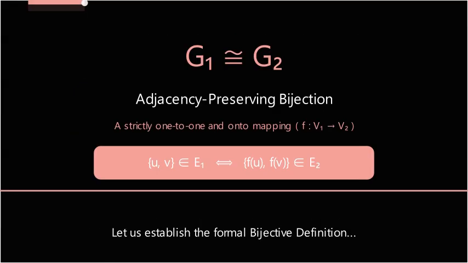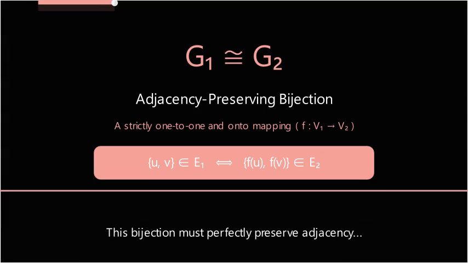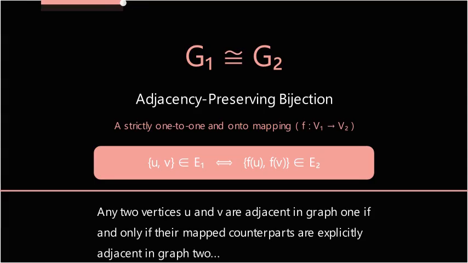Let us establish the formal bijective definition. Graph G1 is mathematically isomorphic to graph G2 if and only if there exists a strict bijective function, a mapping that is both one-to-one and onto, between their vertex sets. This bijection must perfectly preserve adjacency. Any two vertices U and V are adjacent in graph 1 if and only if their mapped counterparts are explicitly adjacent in graph 2.